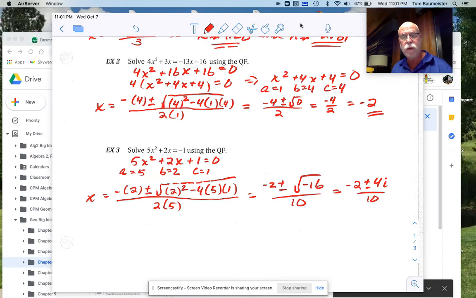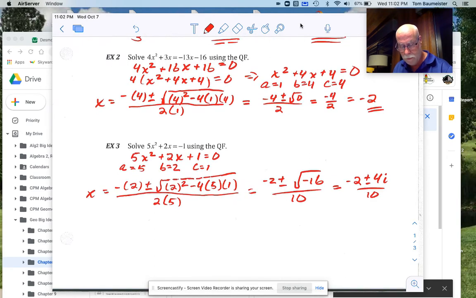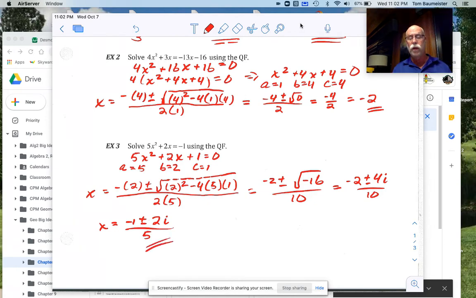So now, same thing here. Think, what can I factor out? I can factor out a 2 on the top. So I'll get that x is equal to 2 divided by 10. So I'll get negative 1 plus or minus 2i over 5. Again, reduce whenever you can.